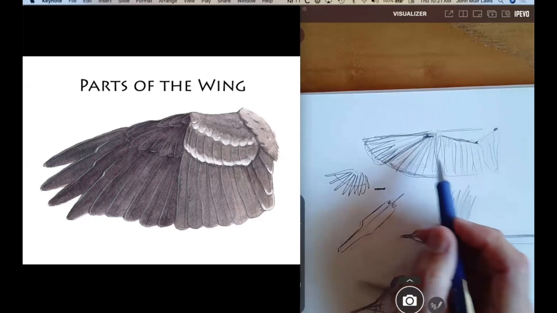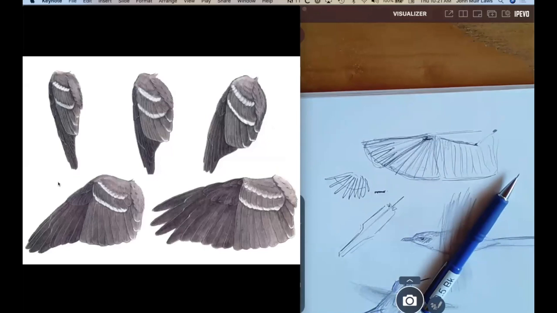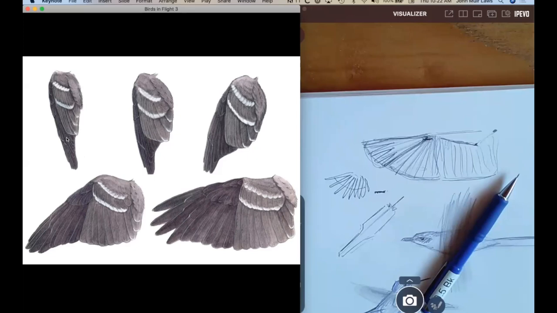Let's take a look at what happens when that wing starts to close. So pay attention first to the primary feathers. Those are the dark ones out here. Notice that as the wing closes, just like folding up a fan, they all stack up on top of each other. And that then swings down and tucks underneath the secondary feathers. These are the secondary feathers here. These are the ones that stack.